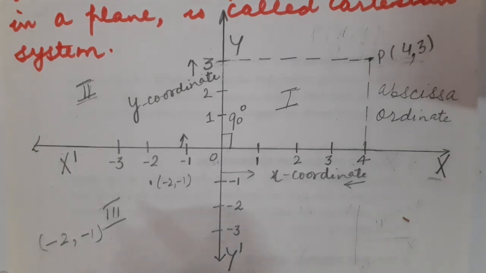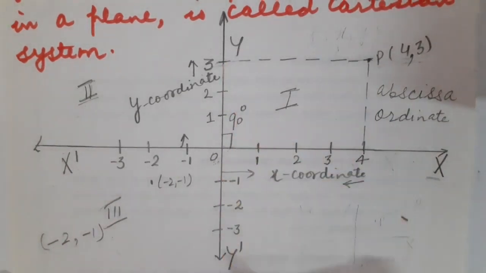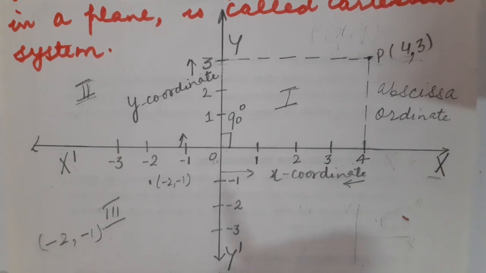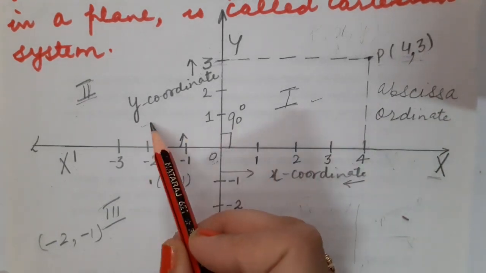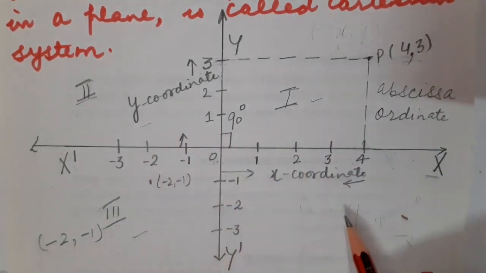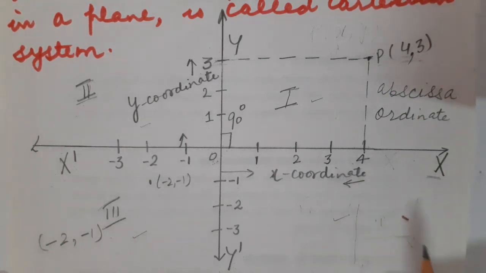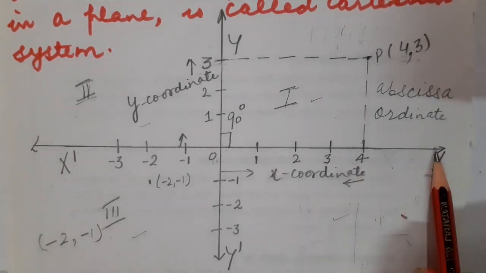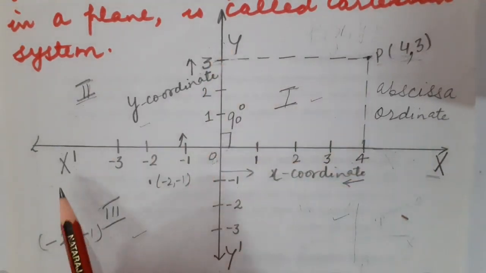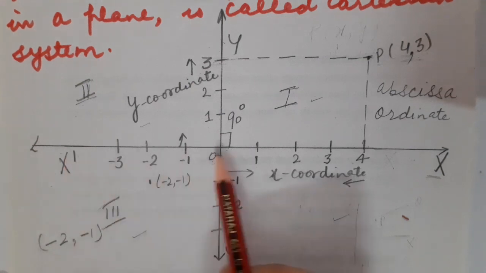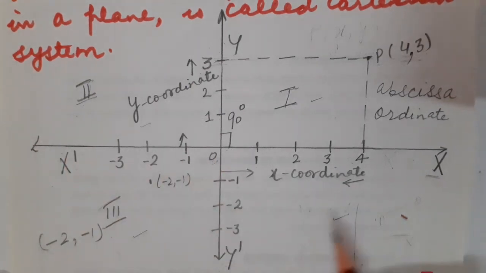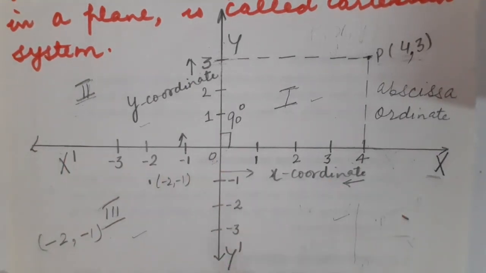Basically, children, the intersection of x and y axis divides the complete plane into 4 parts. These 4 parts are known as quadrants. This is quadrant number 1, this is quadrant number 2, this is quadrant number 3, and this is quadrant number 4. Correct, students? So, how will you call quadrant number 1? It would be XOY. Quadrant number 2 is x dash OY. Quadrant number 3, x dash OY dash. And quadrant number 4 will be XOY dash.